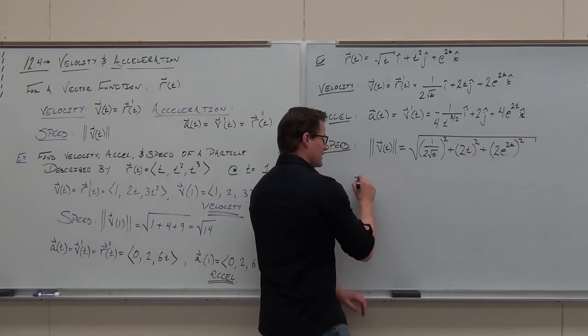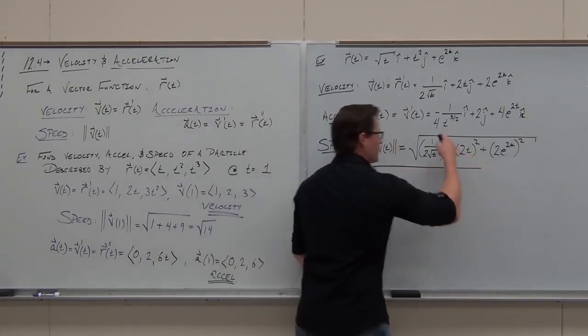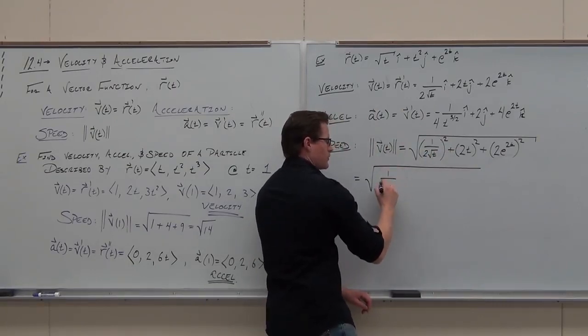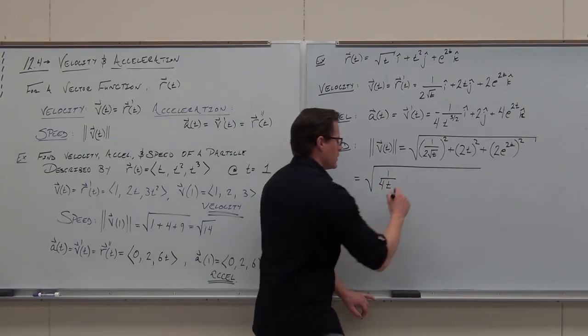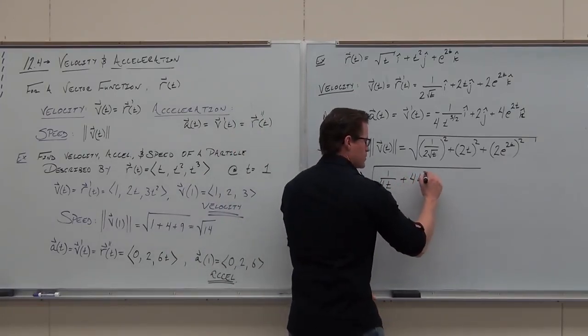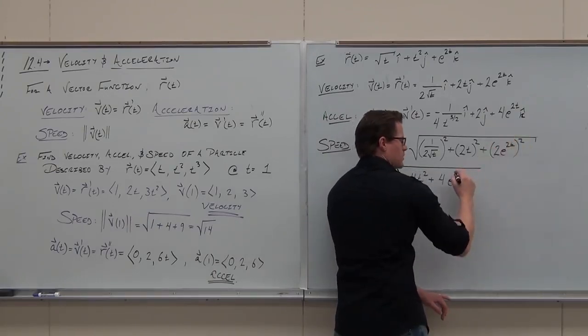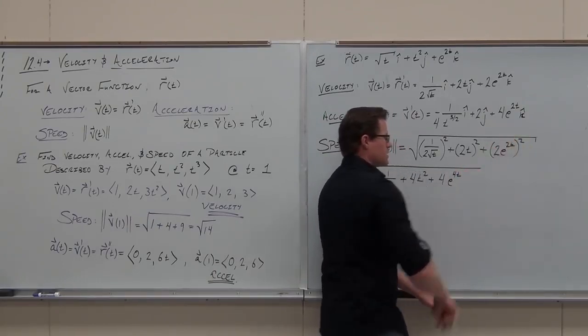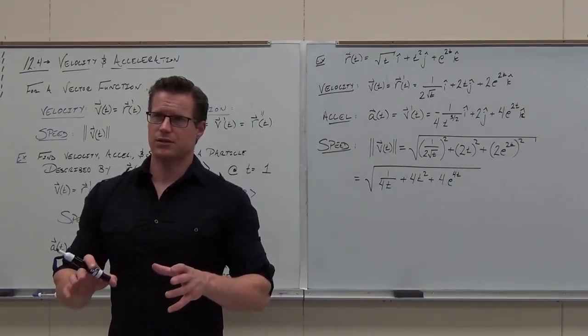Now some things get a little nasty in here. I want to show you how to handle them. This whole thing gives us 1 over 4t. Can you verify 1 over 4t? That's squared. Plus 4t squared, that's not too bad. Plus 4e to the, when you have exponents raised to exponents, we multiply, we got 4t. Are we okay with that at least?